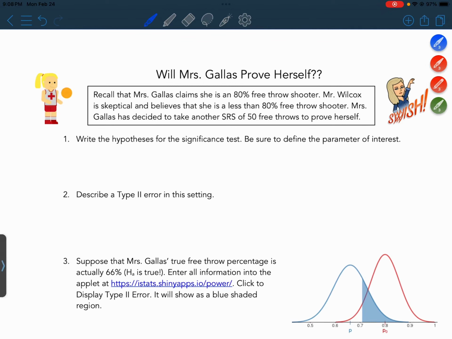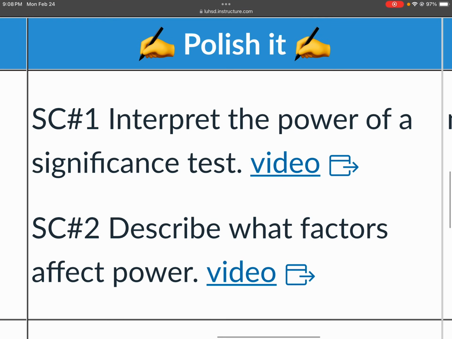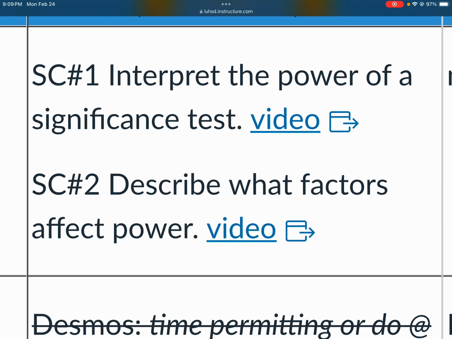Hey, this video is going to go over the activity titled, Will Mrs. Gallus Prove Herself? Now, before you guys start on this activity, here are the learning targets, the success criteria for the activity. So number one, we want to interpret the power of a significance test. So yes, that's a new term. And then criteria number two, we want to describe what factors will affect the power of the test.